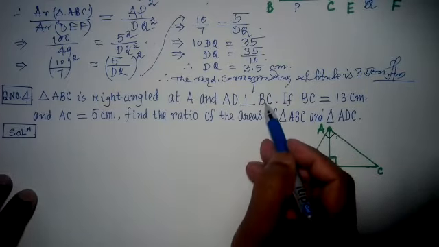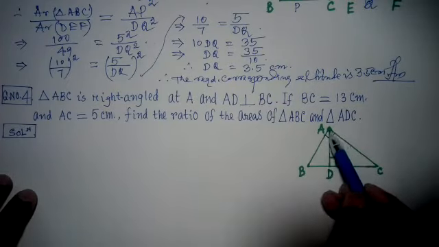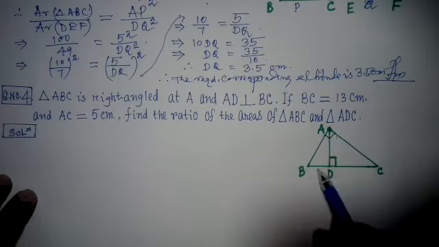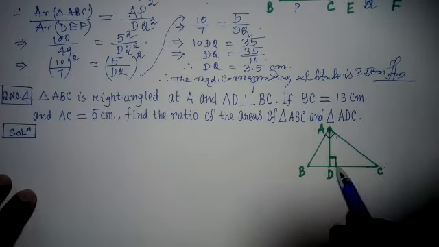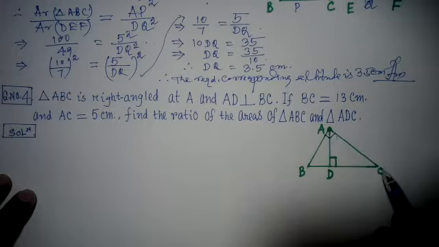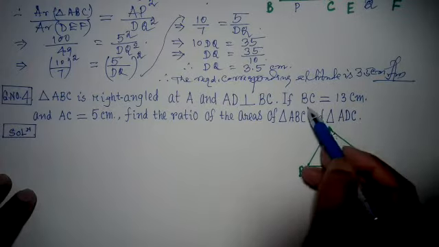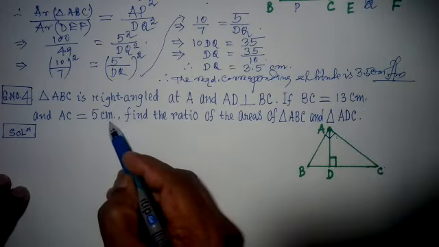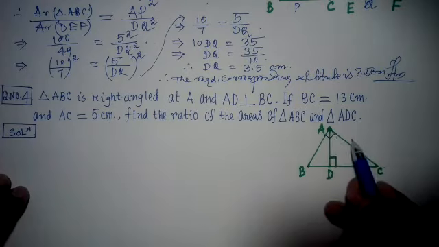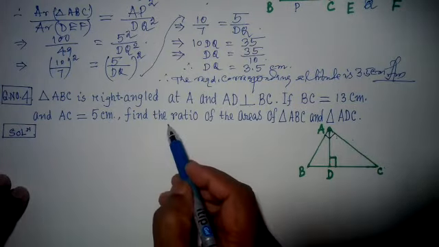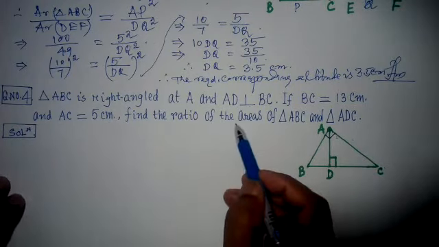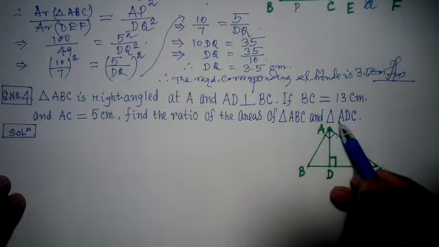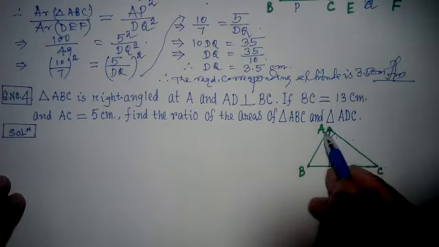And AD is perpendicular to BC. This is AD drawn on BC. This is the symbol of perpendicular. So AD is drawn perpendicular to BC. If BC is 13 centimeter and AC is 5 centimeter, the question is: find the ratio of the areas of triangle ABC and triangle ADC.